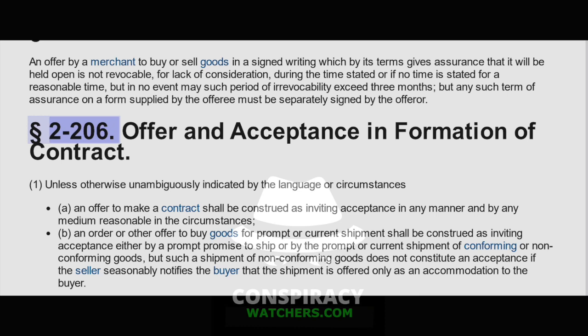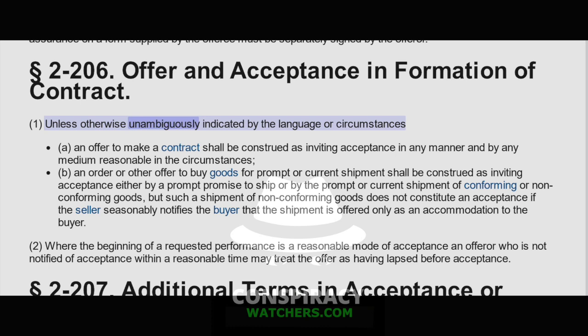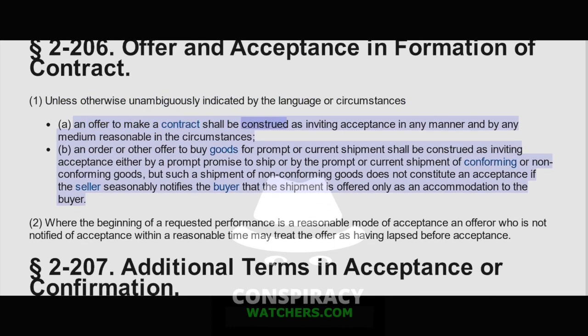Section 2-206. Offer and acceptance in formation of contract. Unless otherwise unambiguously indicated by the language or circumstances, an offer to make a contract shall be construed as inviting acceptance in any manner and by any medium reasonable in the circumstances. An order or other offer to buy goods for prompt or current shipment shall be construed as inviting acceptance either by a prompt promise to ship or by the prompt or current shipment of conforming or non-conforming goods, but such a shipment of non-conforming goods does not constitute an acceptance if the seller seasonably notifies the buyer that the shipment is offered only as an accommodation to the buyer.